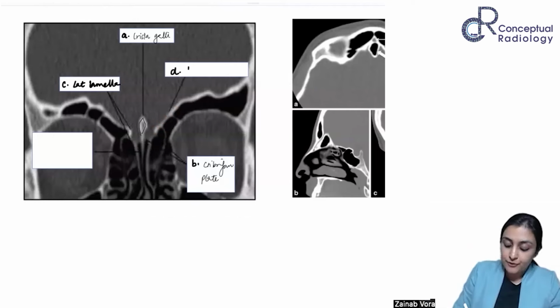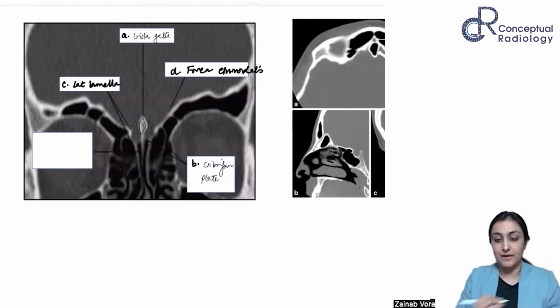That is fovea ethmoidalis. Nobody answered that. That is fovea ethmoidalis, which is the roof. So that is the roof of the ethmoidal sinuses.